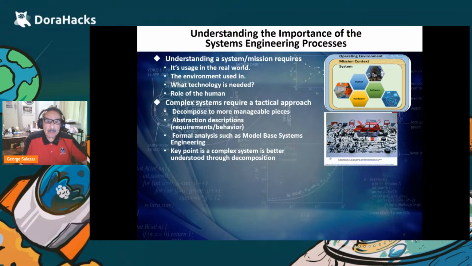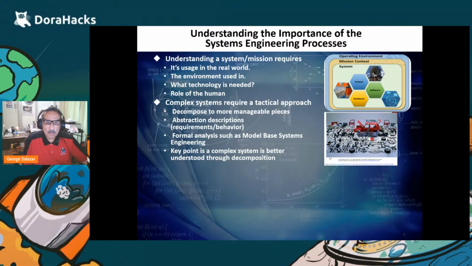And then, complexity requires a tactical approach, a systematic approach. There you see a picture of an automobile, I forget the name of it, but look at all the parts associated with that automobile, and they all have to come together in order to make that automobile operational. And so you think about a spacecraft, or just about any major system, there's a lot of pieces associated with it. And you have to think about how you're going to decompose it into manageable pieces. And I'll mention more later in my presentation about that.